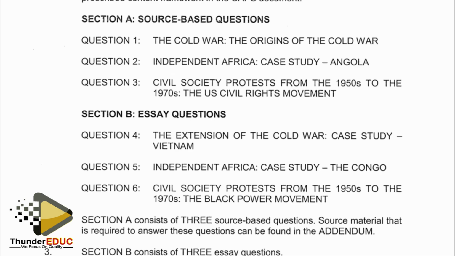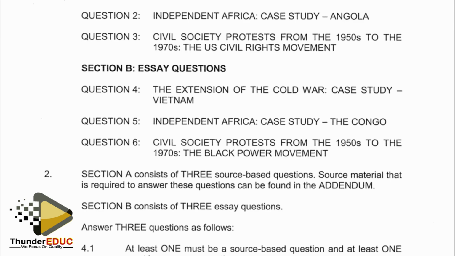Then Section B, which is an essay section, also has 3 questions, from question number 4 to question number 6. The first question is the extension of the Cold War, which is a case study based on Vietnam, where we look at the war between the US and the Viet Cong in South Vietnam.